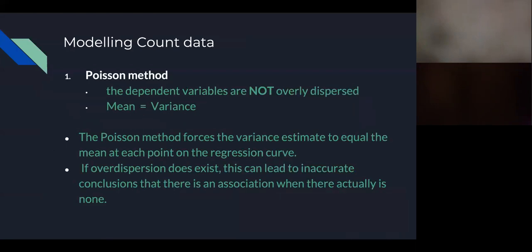Negative binomial regression is closely related to Poisson, which was just presented by Blair and Grayland. An important attribute of the Poisson method is that the data is not overly dispersed. In other words, the mean equals the variance. The Poisson method forces the variance estimate to equal the mean at each point on the regression curve. The problem is that if overdispersion does exist, this can lead to inaccurate conclusions that there is an association of a predictor when there actually is not.